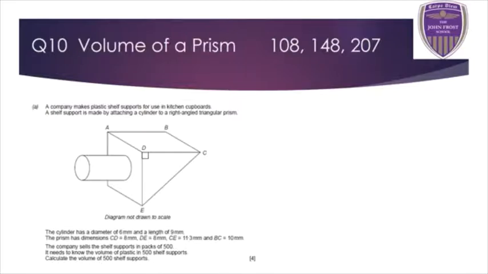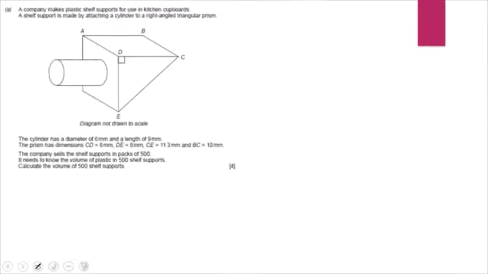The company sells the supports in packs of 500. It needs to know the volume of plastic in 500 shelf supports. So we've been asked to calculate the volume of 500 shelf supports. So this question now is all about your knowledge of volume. So to start, we need to work out the volume of the cylinder here.